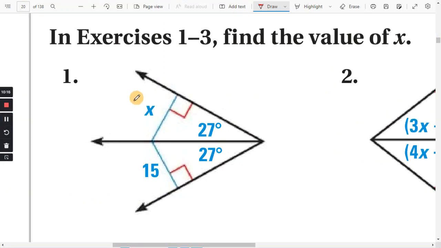All right, please try number 1. See if you can find the value of x. We can see right here, this line or ray is an angle bisector. How do I know? Because 27 equals 27. This angle here is being bisected. Because of that, this point that's on the angle bisector has to be the same distance to both sides. So x is just 15.